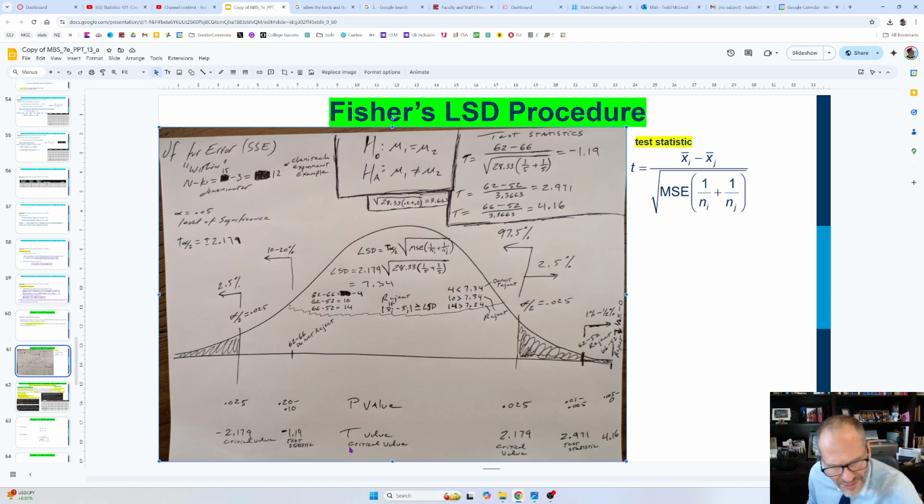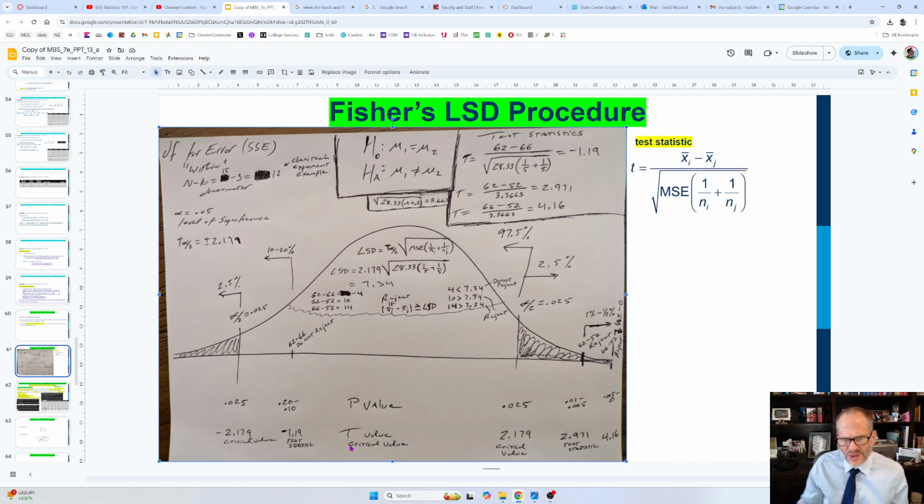So now we have our t-values, we have our p-values. We could use the p-value approach, we could use the critical value approach, and we know whether to reject or do not reject the null hypotheses. All of that is the setup for understanding Fisher's LSD procedure, because Fisher's LSD procedure is just another way to mathematically look at the same thing.